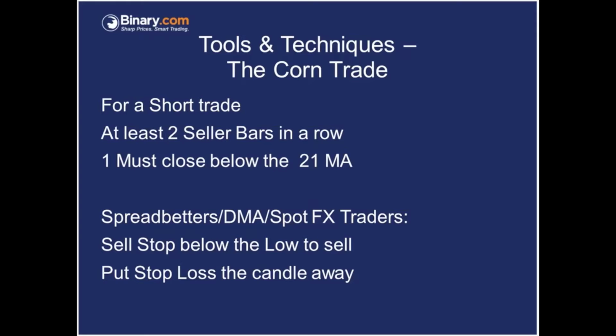For a short trade, you're looking at 2 seller bars in a row, and one of them must close beneath that 20-21 period moving average. And then, as normally you'd expect from spread bettors and such, your stop would be on the other side, and your stop loss would be a candle away.